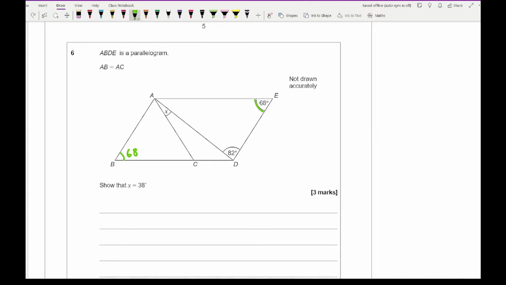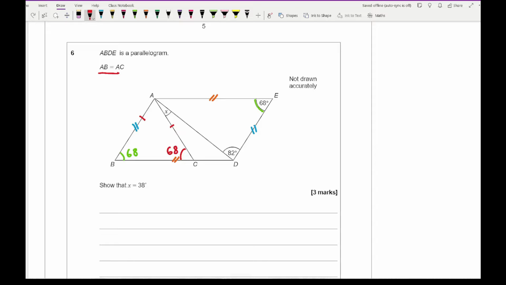And we know that we've got two sets of parallel lines. So this line is going to be parallel to this line. And we also know that this line is going to be parallel to BD. So therefore we're looking for alternate angles, Z angles, supplementary angles. All of these things are going to come into play. Now it also tells us that AB is equal to AC. So we've got an isosceles triangle there as well. So that also means that this angle here is going to be 68.